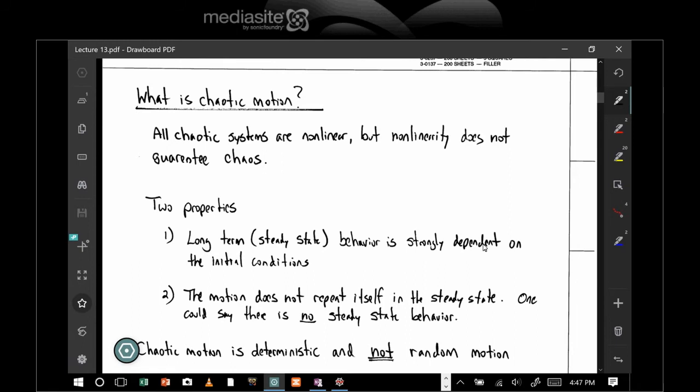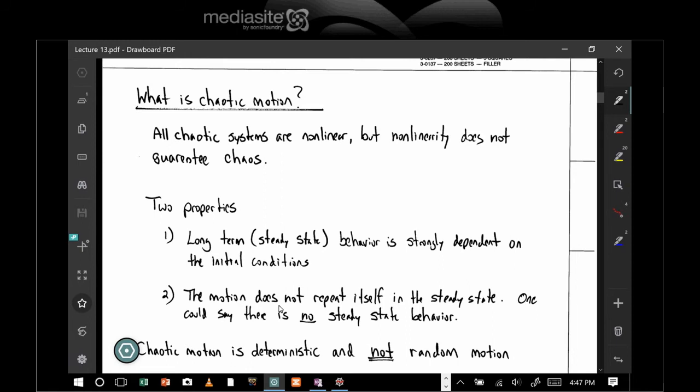The other thing is that this steady-state behavior doesn't repeat itself. If you look at the motion at long times, the motion doesn't repeat itself in a steady state. So a really better way of saying it, there is no steady state behavior. This thing is just doing a bunch of stuff.